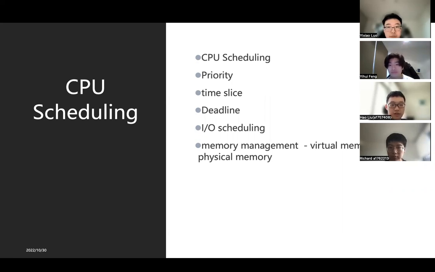CPU task scheduling is responsible for scheduling executable tasks to use the CPU. I/O scheduling is for the order in which I/O requests should access the storage device, and memory management is also a kind of scheduling. Memory management maps the virtual memory to the physical memory. The physical memory is a limited resource.